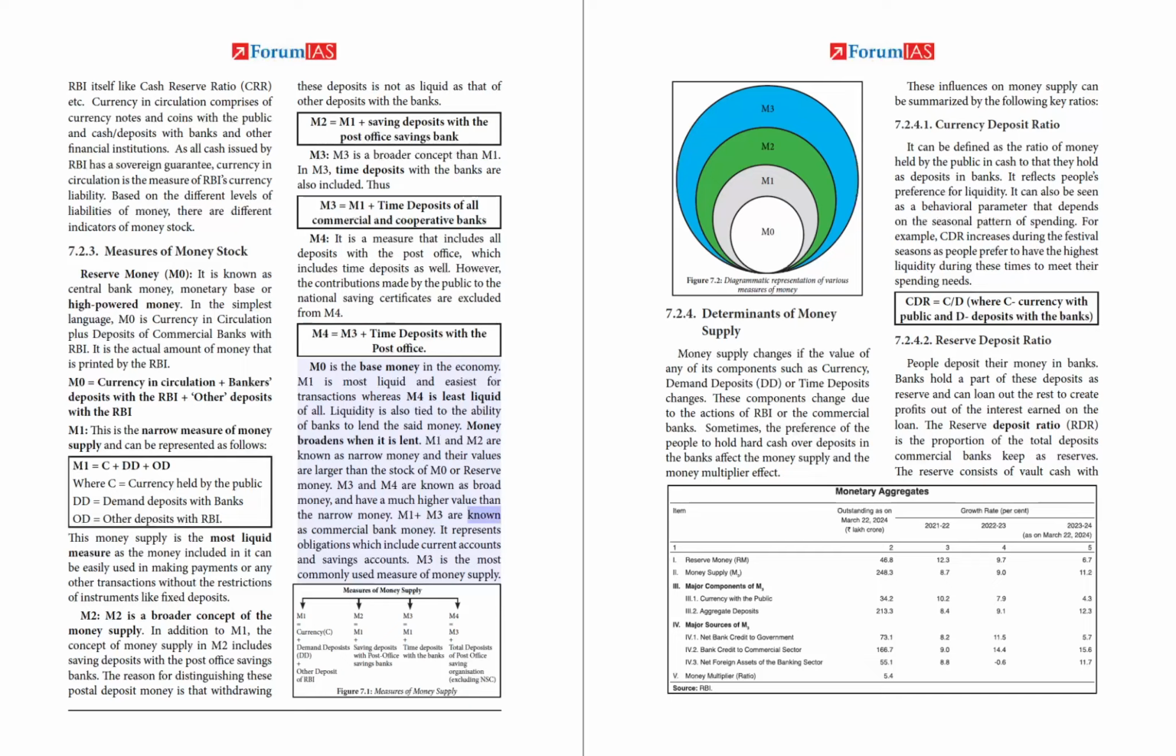M1 plus M3 are known as commercial bank money. It represents obligations which include current accounts and savings accounts. M3 is the most commonly used measure of money supply. M1 equals currency, C, plus demand deposits, DD, plus other deposits of RBI.